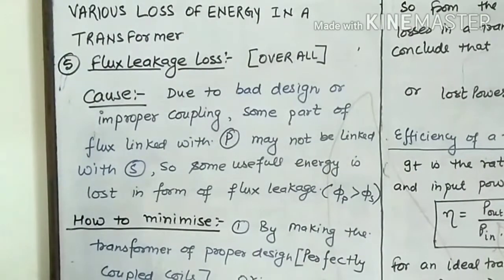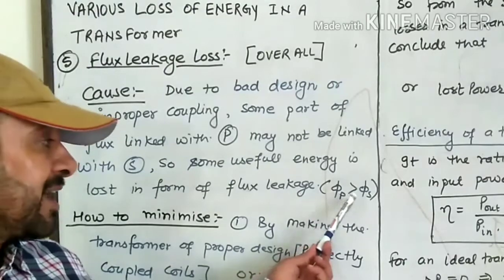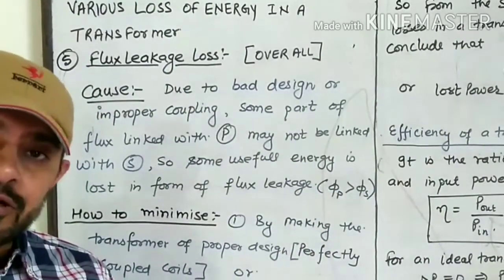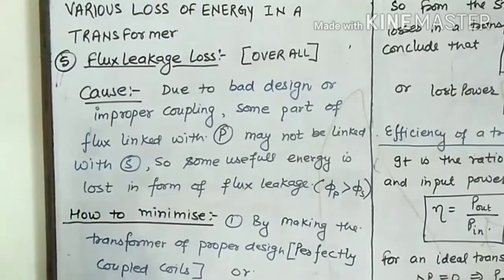Due to flux leakage loss, phi p, that is the flux linked with the primary, is greater than the flux linked with the secondary. This is due to the bad design of the transformer. Now, how to minimize this loss?